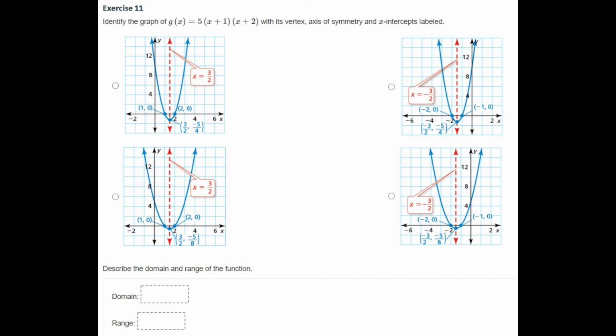As you can see, the two graphs on the right have the correct axis of symmetry. And both graphs on the right have the correct x-intercepts labeled. The difference is the vertex. The one that has the vertex that matches the one that we calculated is the top right graph. So the correct answer on this problem would be to pick the top right graph, and then you'll have to fill in the domain and range, and you'll have number 11 done correctly.